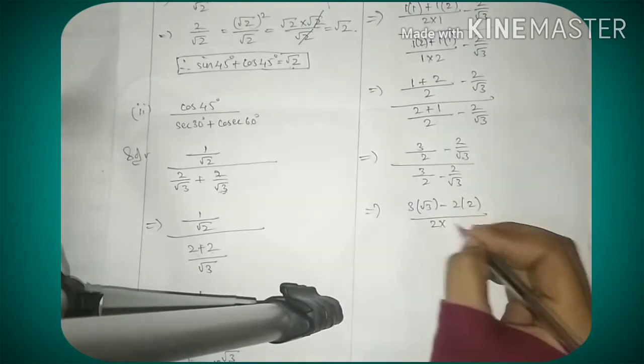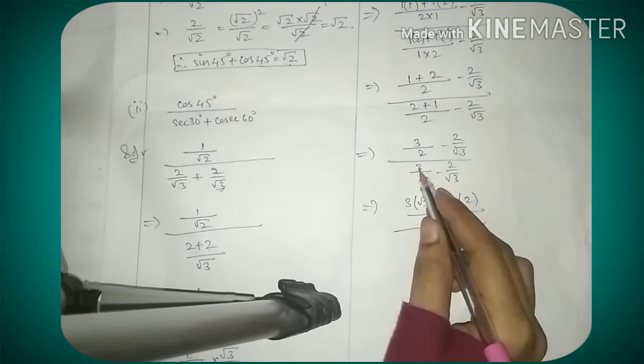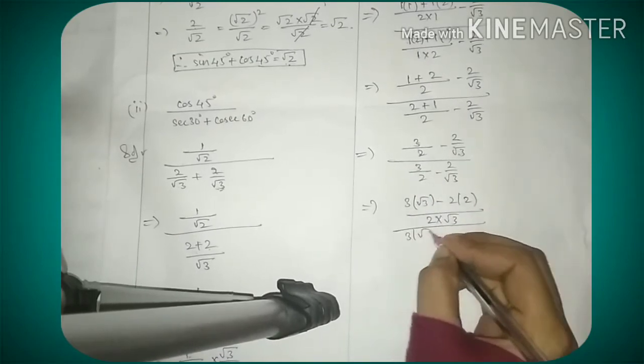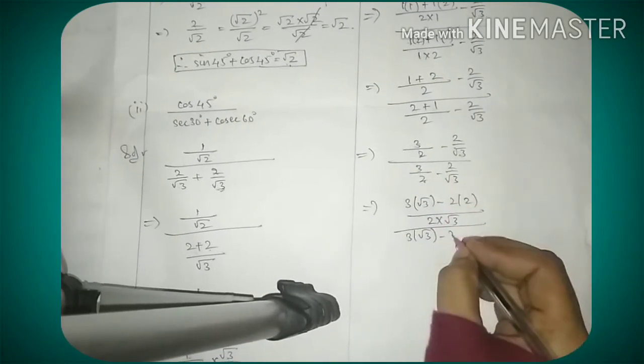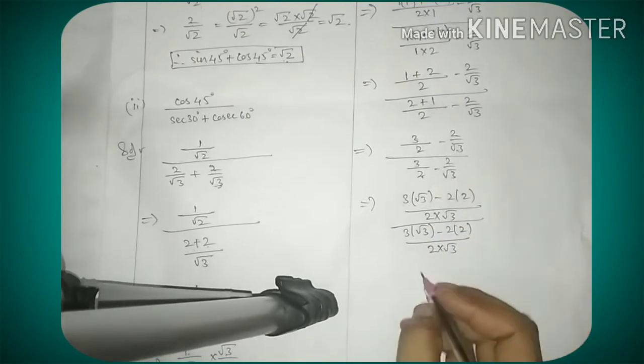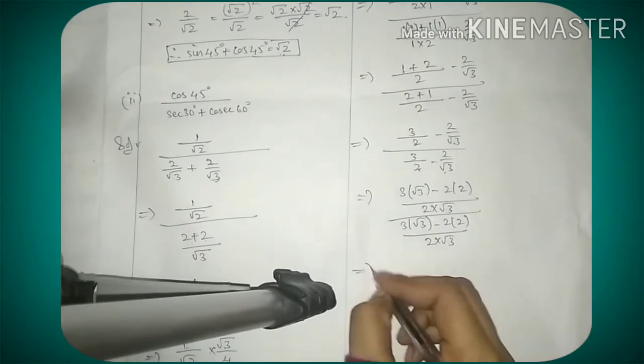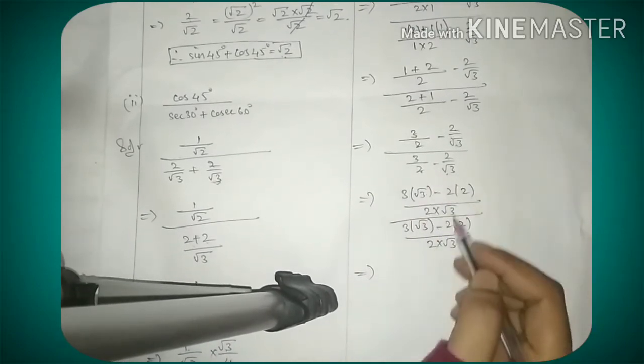We are multiplying 2 into root 3 because the denominators are different. Now 3 into root 3 minus 2 into 2 by 2 into root 3. Okay, the denominators are different, we can't take it common. Either we need to take LCM or we can do cross multiplication.